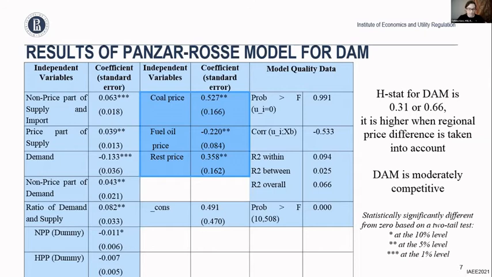HSTAT is the sum of the coefficients of coal price, fuel price, and the rest prices. Rest is the price level in the region. And we think it is important because in different regions of Russia, the price level isn't the same. But HSTAT is from 0.3 to 0.6. That means that we have moderate competition and rest prices don't affect the type of competition. They only affect the scale of HSTAT.